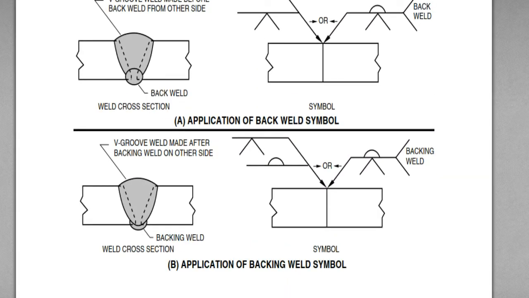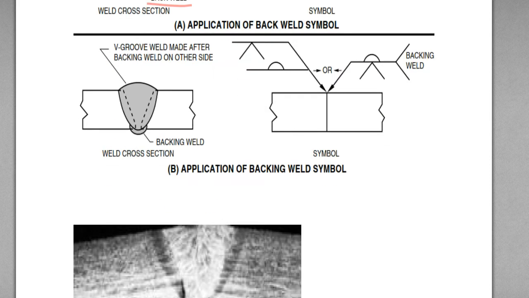Backward is this. When you see the schematic picture here, this one is welded first, and this is welded second. So this is backward. In this schematic picture, the backward weld is welded first, and the second V groove is welded second.